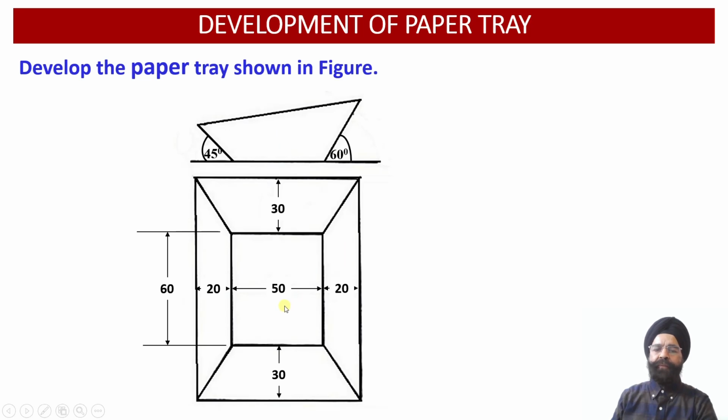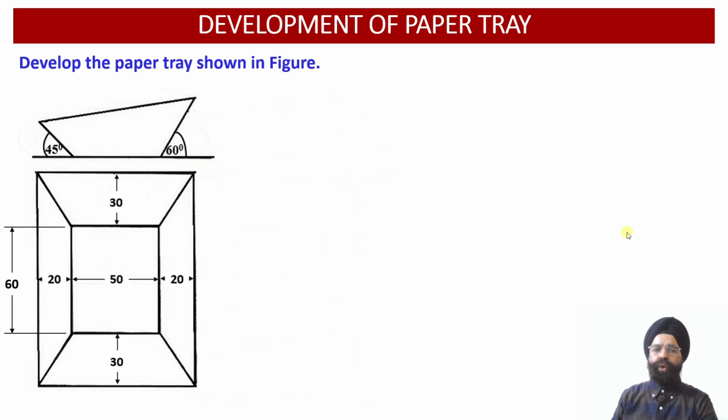Similarly, the top view projections of this paper tray are available with us. So using the information available through the orthographic front view and the top view projections of this paper tray, we are required to evaluate the development of the lateral surface of this paper tray. Now let us proceed to evaluate the development of the surfaces of the paper tray.